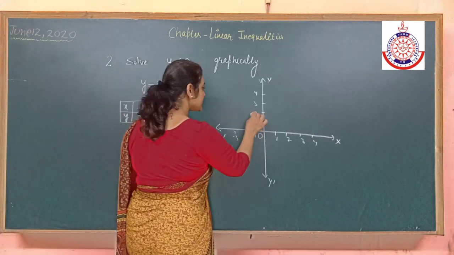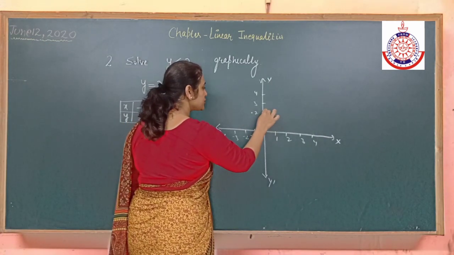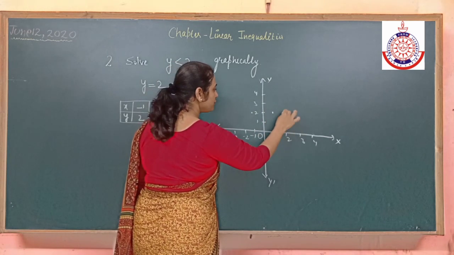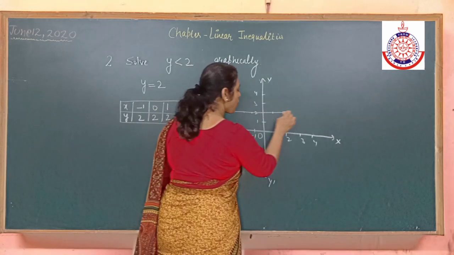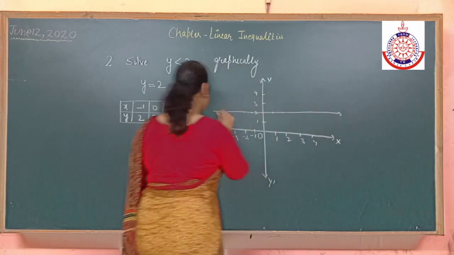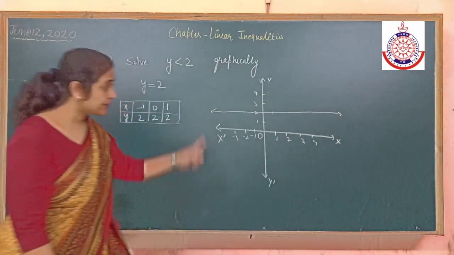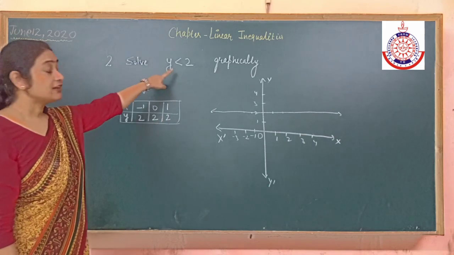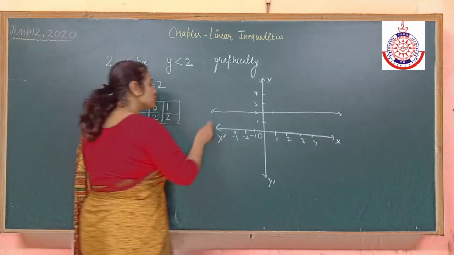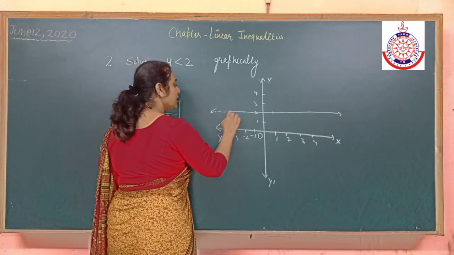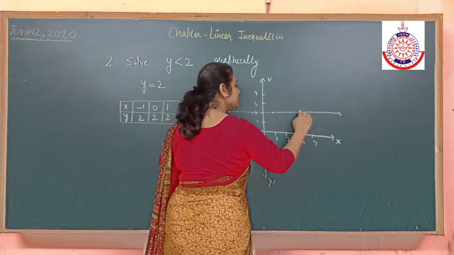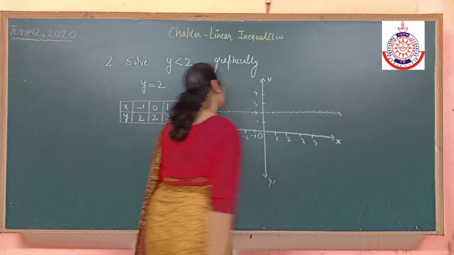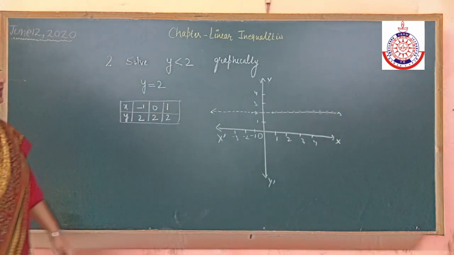For -1 it is 2. For 0 it is 2. For 1 it will be 2. For 2 it will be 2. For -2 it will be 2. And so on. This we are going to do. Oh, I made a mistake. I have only less than. So what do I need to do? It will be a broken line. So we need to be careful. Alright. It will be a broken line.